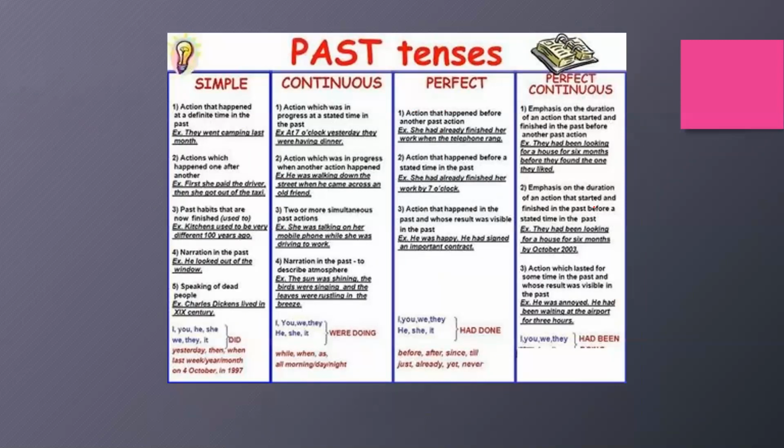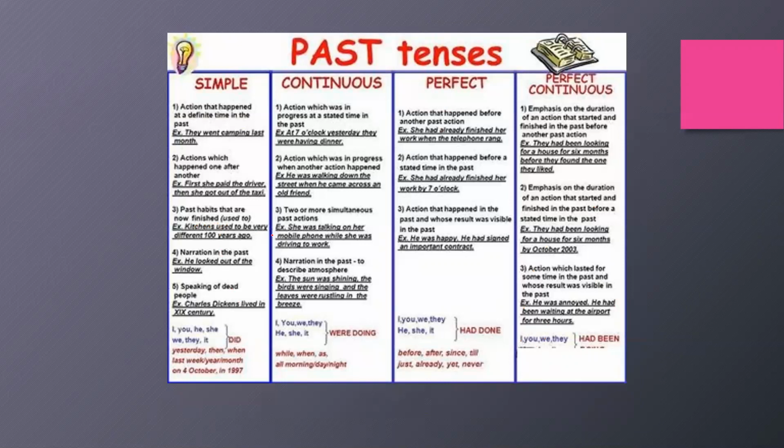Then, she met me last year. We also use past tense to indicate past habits. Third point: past habits that are now finished. We are not doing that thing. She used to drink tea in the morning. That was a habit, but now it is not going on.